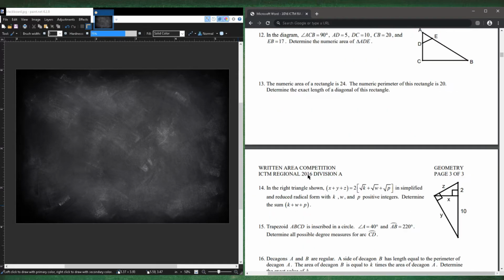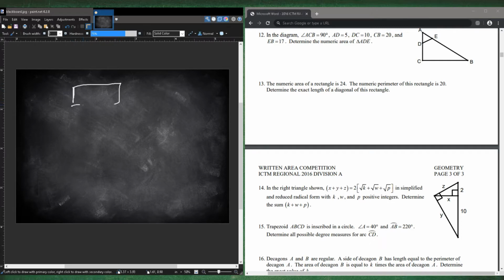Okay. Number 13, the numerical area of a rectangle is 24, and the numerical perimeter of the rectangle is 20. So determine the exact length of the diagonal. So let's call this x, and we call this y, right? So they've given us that x times y is equal to 24, and that the numerical perimeter, so 2 times parentheses x plus y, because 2x plus 2y is equal to 20. So that means x plus y is equal to 10, right? Because 20 divided by 2 is 10. So x plus y is equal to 10.